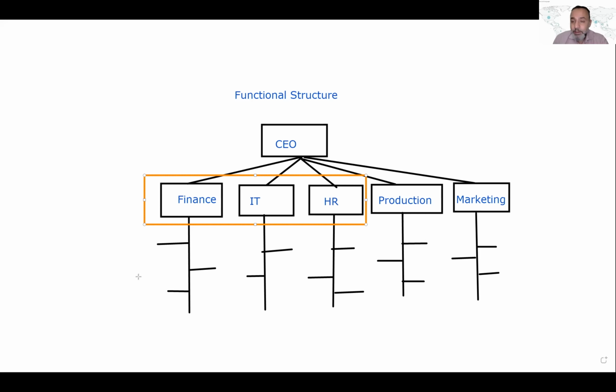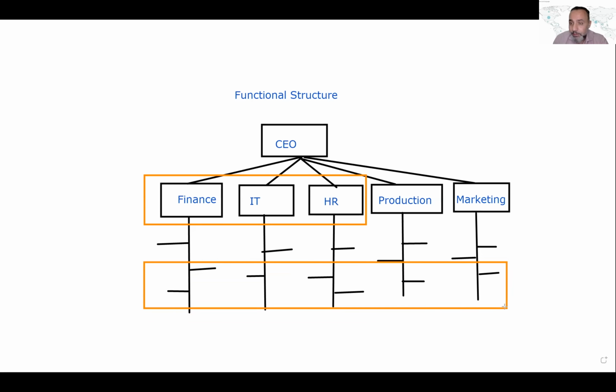Now, where does the project team come from? What do you think? Again, we will take some people from finance, maybe from IT, from HR, and probably from other sections as well, right? And we will create what we call a cross-functional team. This team is what we call a cross-functional team, because it comes from different functions. Cross-functional team. Okay.